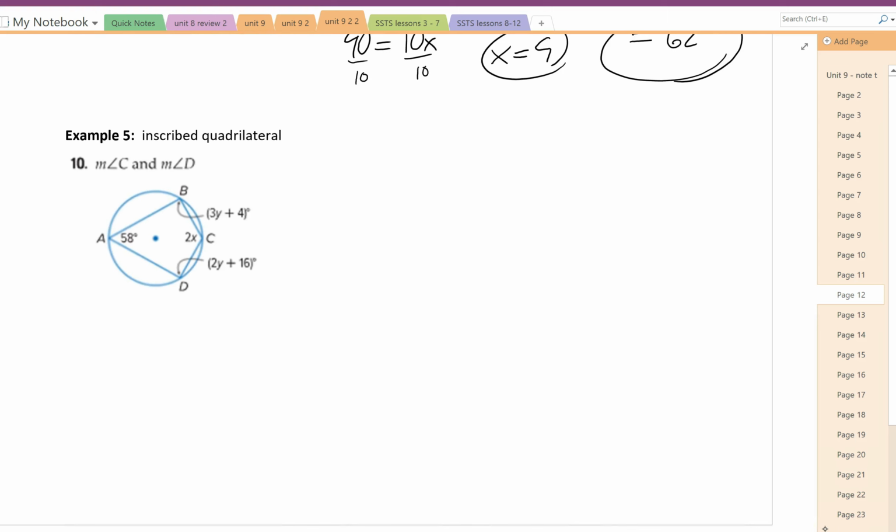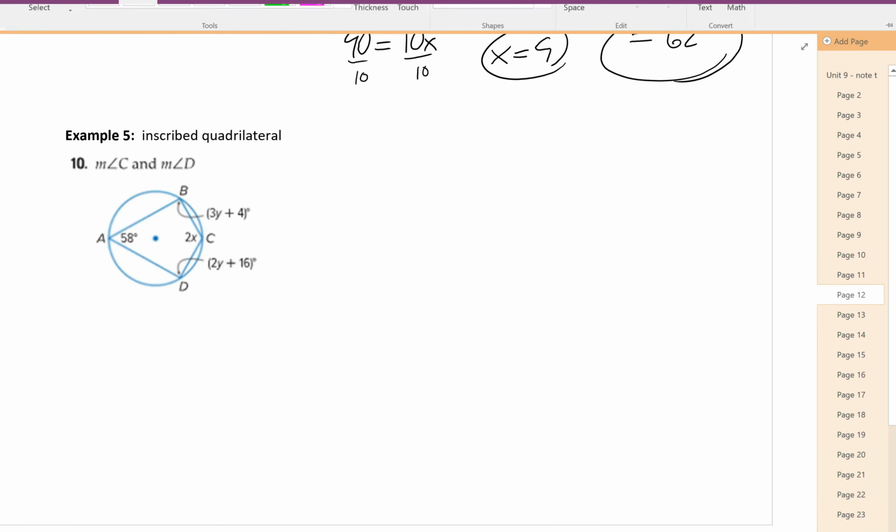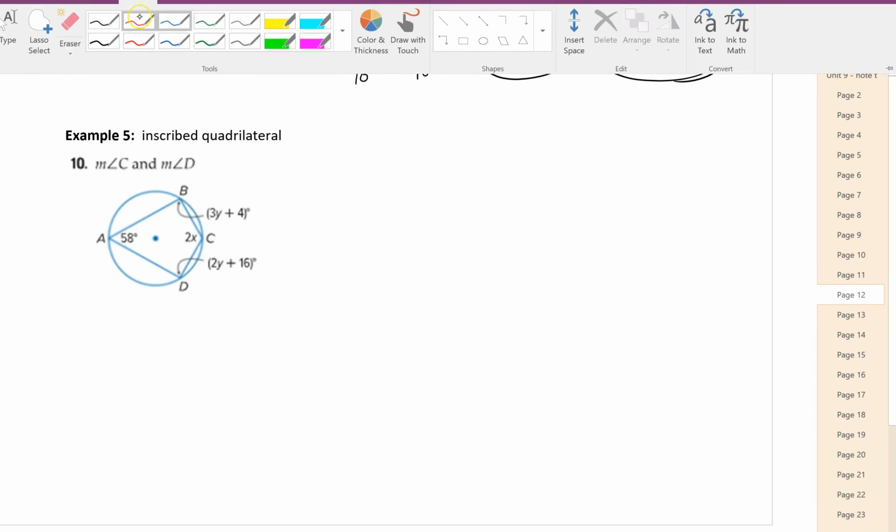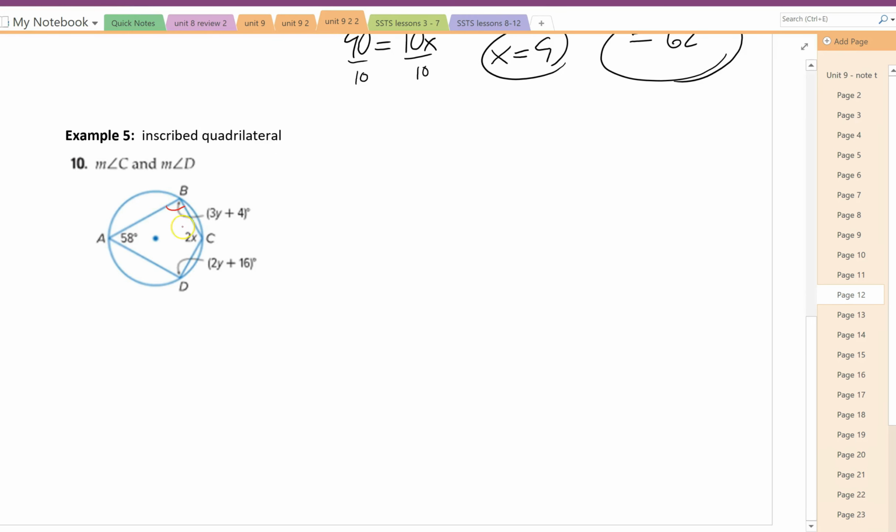Okay, last one. Have an inscribed quadrilateral. In other words, a quadrilateral where all four vertices are on the circle. Okay, so I know that these two angles then, since they're opposite of each other within the quadrilateral, they're going to be supplementary. And it tells me that angle B is 3y plus 4 and angle D is 2y plus 16. So I'm not going to set those equal to each other because I don't know if they're equal or not. What I do know is that they're supplementary. In other words, they would add up to 180 degrees.